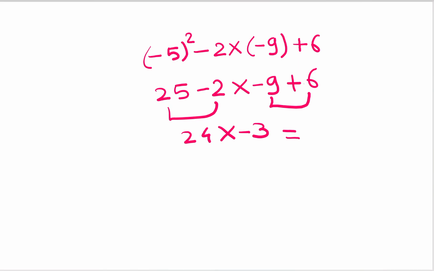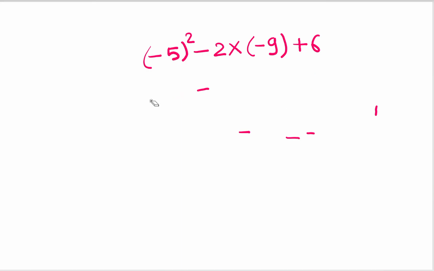So 3 fours are 12, carry 1, and 3 multiply by 2 is 6, and 7, so minus 72. But the answer given here is not correct for this order of operation equation. The correct method is according to the BODMAS rule.